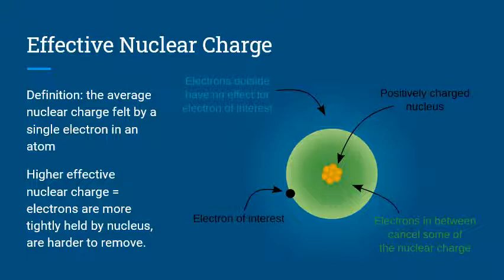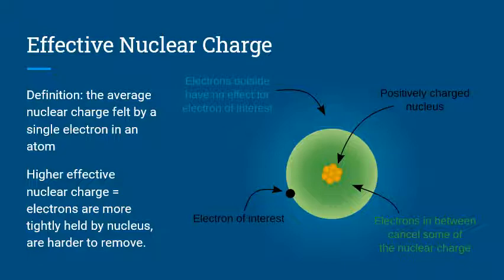So an effective nuclear charge is defined as the average nuclear charge felt by a single electron in an atom. And that's a point that we're now going to need to consider a formula that will help us find the effective nuclear charge of each individual electron within that atom. So why is this important? A higher effective nuclear charge will mean that the electrons are more tightly held by the nucleus and are therefore harder to remove.